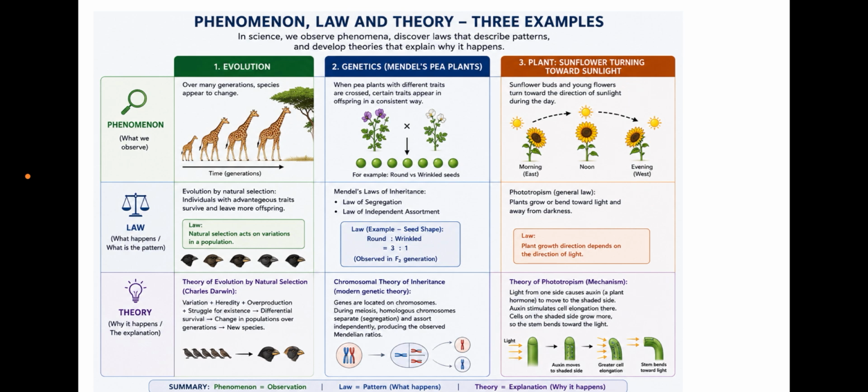So this is how a phenomenon, an observation, becomes a law. And a simple statement or law can be explained by theories. So what does theory mean? A deeper understanding of something is called a theory. When we deeply understand the law or the pattern that is happening in nature, that becomes a theory.